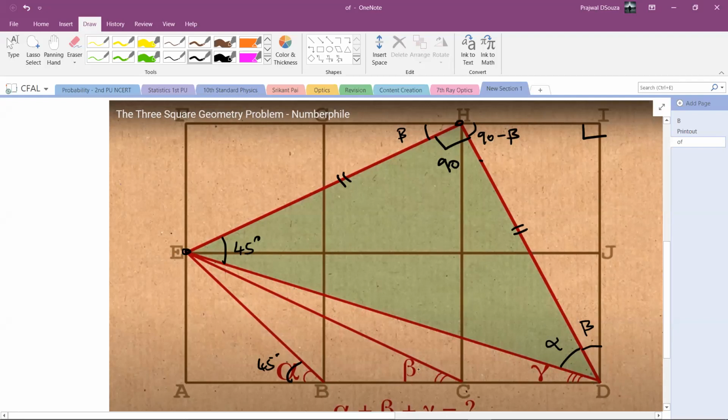Beta can't be 45. Beta is not part of the diagonal of a square base, alpha. So it should be 45. Alpha is 45 because it's a diagonal of a square. Can you see? Alpha is a diagonal of a square, right? Like this. So this should be 45. Diagonal of a square makes 45 degrees. Fine with this? Yeah, it's a beautiful proof.